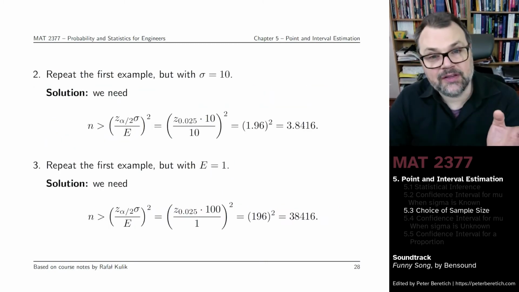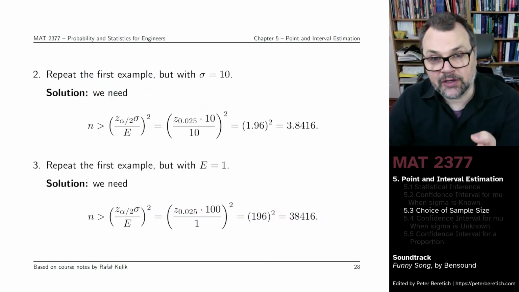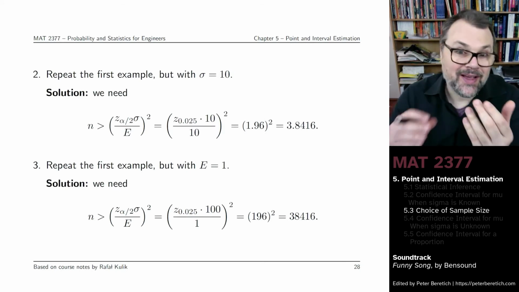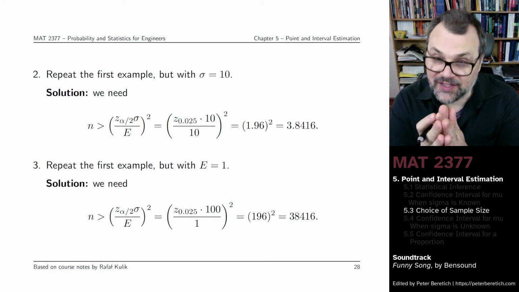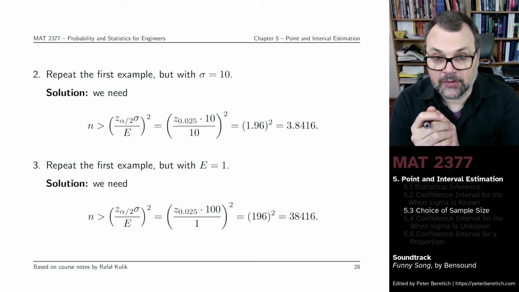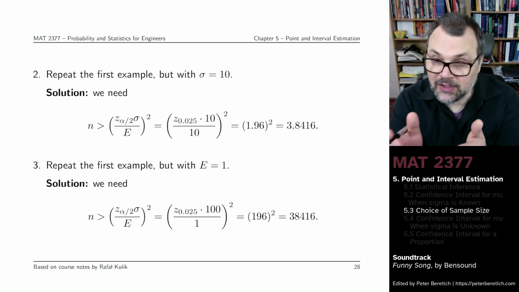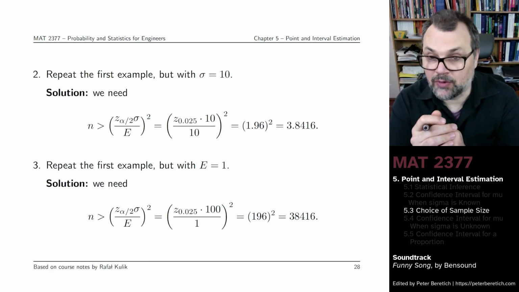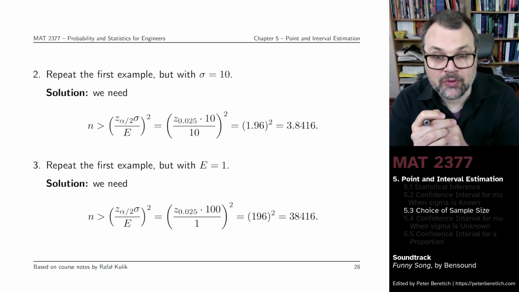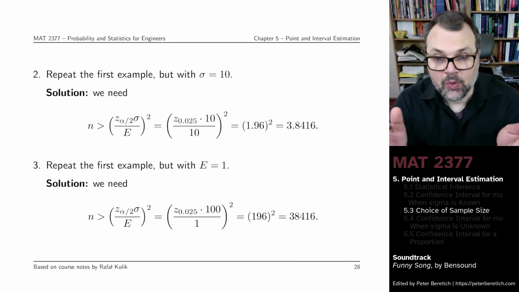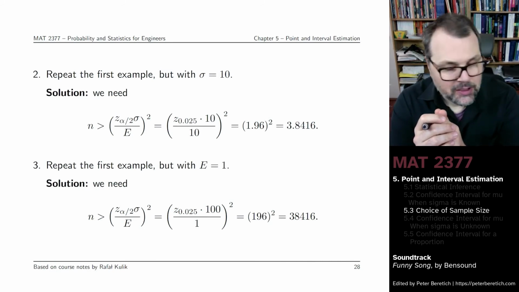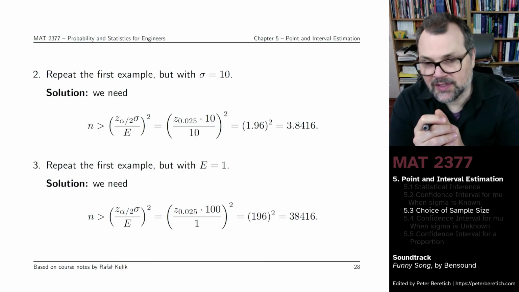Now, if the standard deviation in the population was different, let's say it's a tenth as large as it was previously, how many observations do we need in our sample to guarantee that we'll be within a certain error bound? Well, you put it in there and you'll see that you get a substantially smaller number, 3.84. So as long as you had 4 observations or more in your sample, you know that you would be within 10 units of the true mean if you estimate it with the sample mean.